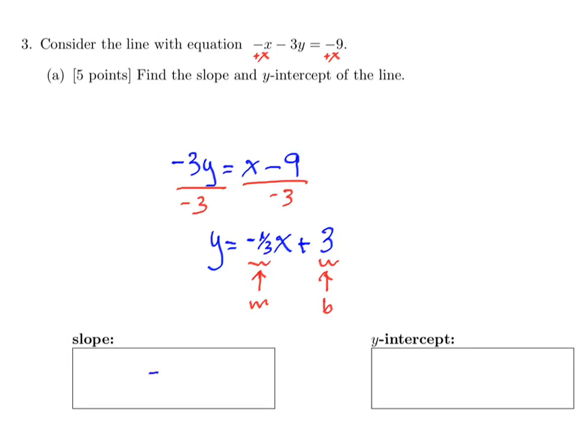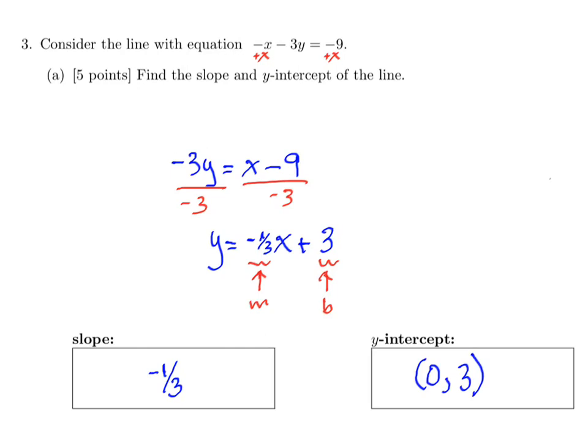So now we can answer the question. The slope is negative 1/3. The y-intercept is the point 0, positive 3. It has to have 2 coordinates. The x-coordinate is 0. The y-coordinate is positive 3.